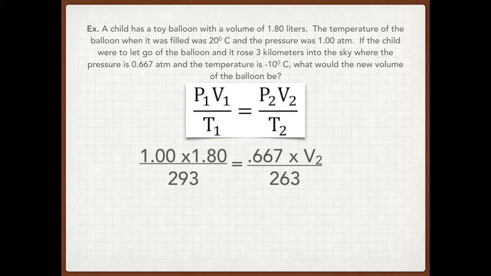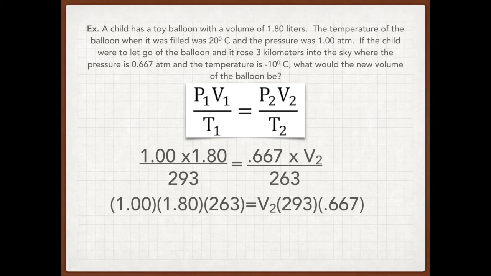So I'm going to cross multiply. It would be 1.00 times 1.80 times 263 equals 293 times 0.667 times V2. I'm going to divide both sides by 293 and by 0.667, and what I end up getting for my V2 is 2.42 liters. Notice I have three significant figures because my volume and pressure both have 3 sig figs each. My temperatures, when I add 273 to them, both have 3 sig figs. Notice my units for volume were in liters, and therefore my new volume is also going to be in liters.